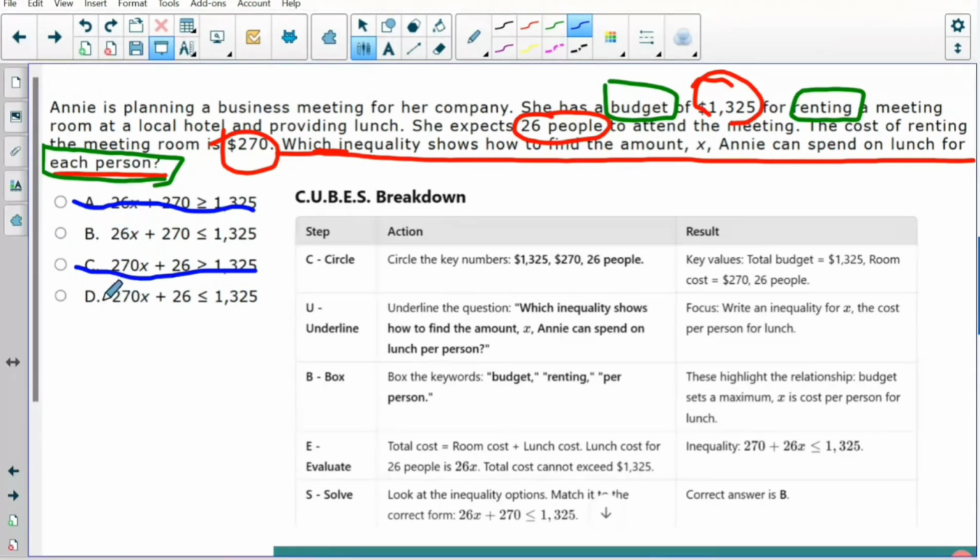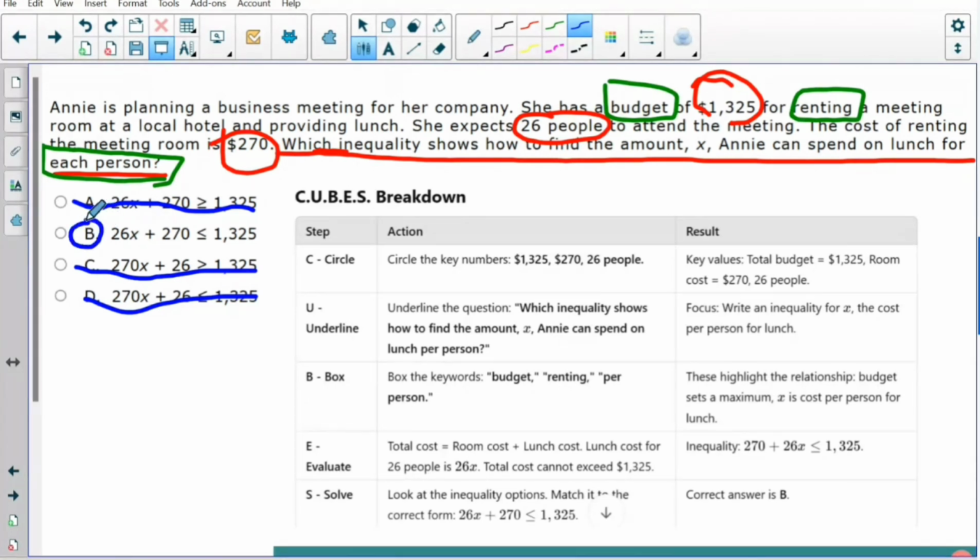D says 270x, that does not represent people. We know the 270 represents rent, so D could also not be correct. So 26x represents the amount of people she will be feeding, plus the cost to rent the room, and it can be less than or it could be equal to $1,325. So we know our answer would be B.